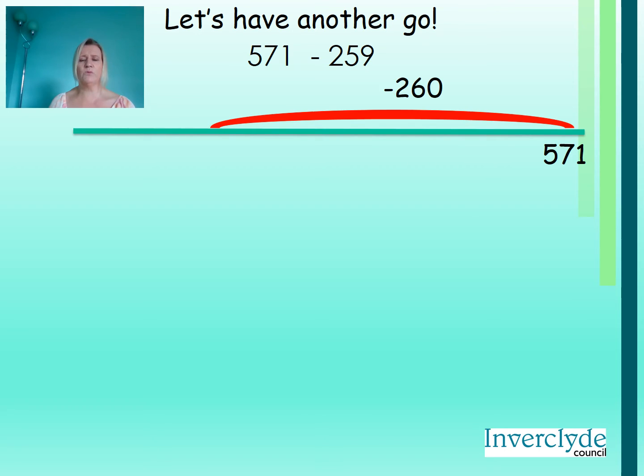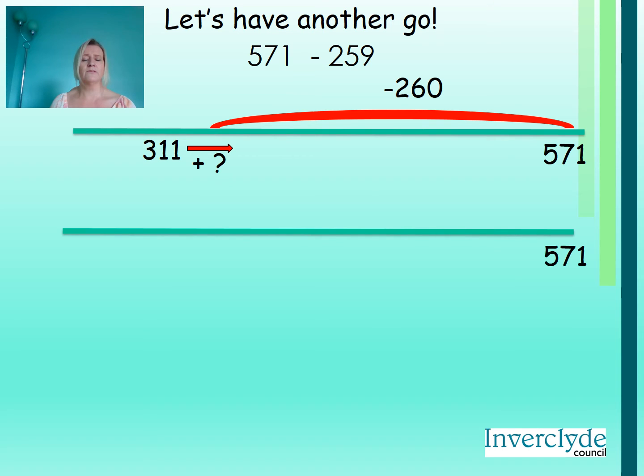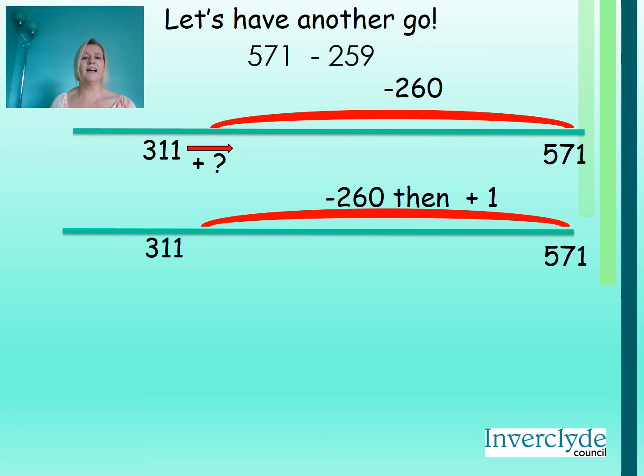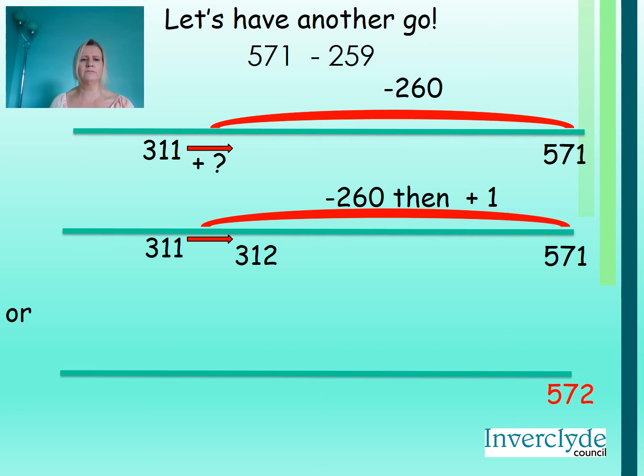Starting at 571, I'm going to take away 260 instead of 259. It's just one more than 259. I get to the answer 311, but because I've taken away an extra one, what will I have to do? I need to remember to pay back that extra one. So my answer is actually 312.